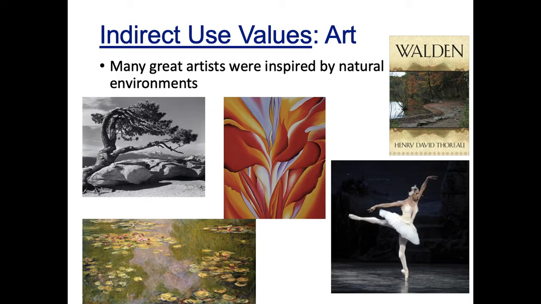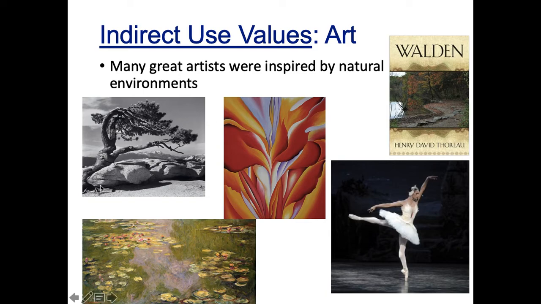There's also a lot of indirect use values that come in the form of art. And so many of the great artists were actually inspired by natural environments. And I'm wondering if any of you can recognize some of these. Obviously, the book here, this is Walden by Henry David Thoreau, one of our famous American authors. And he says he goes out into the woods to live deliberately. And he lives by Walden Pond for a while, and he writes this whole book. It's got some nice nature parts in it, but it's not my favorite book. He kind of drones on for a long time, but a lot of people really love this book. So if you love this book, I'm not meaning to disparage it in any way.